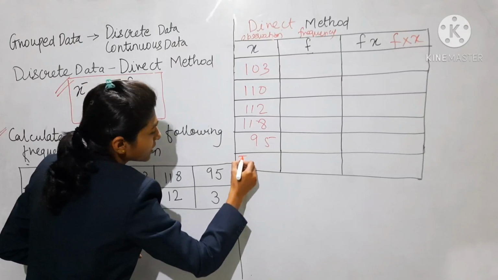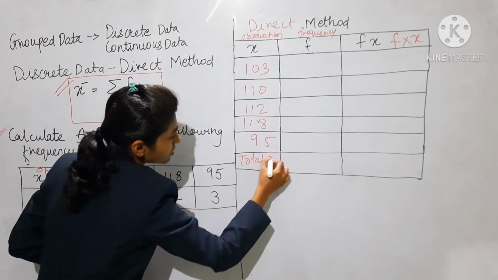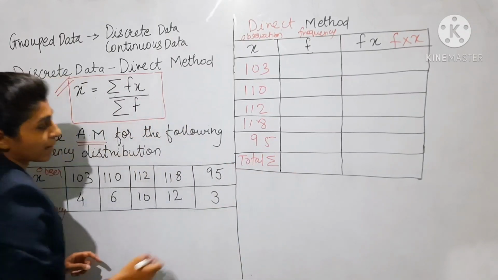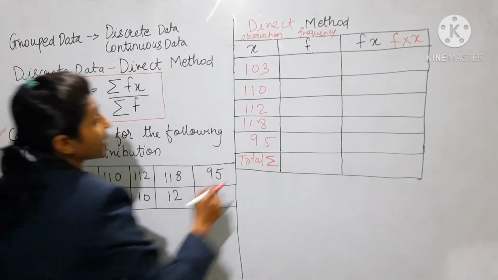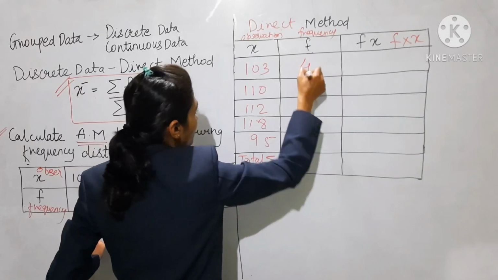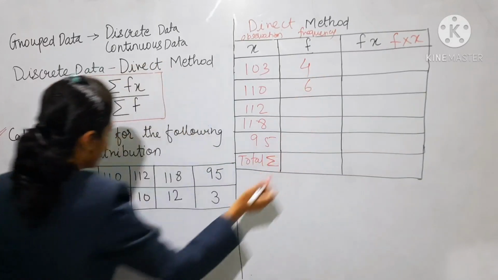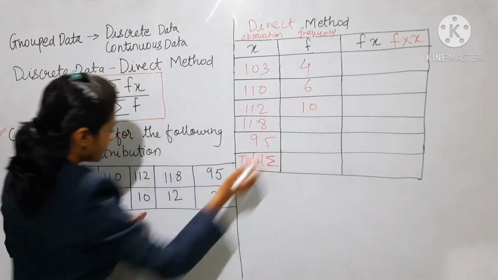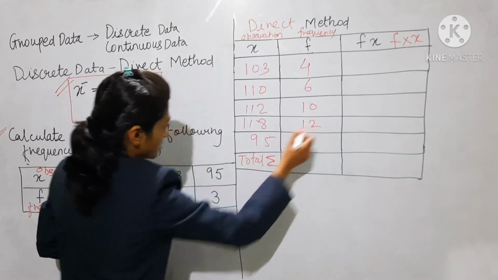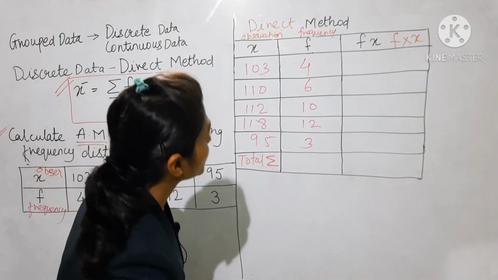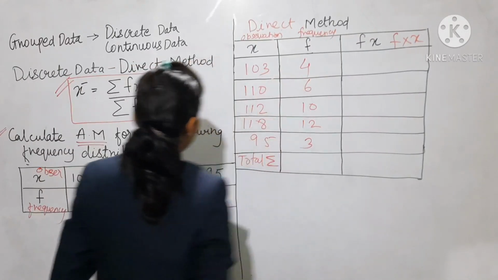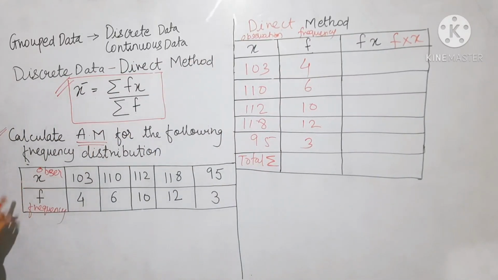And this will be for total, or summation, sigma F. Write all the values of f in the f column: 4, 6, 10, 12, 3. Now next what you have to do? These two columns you have got already from the question itself.